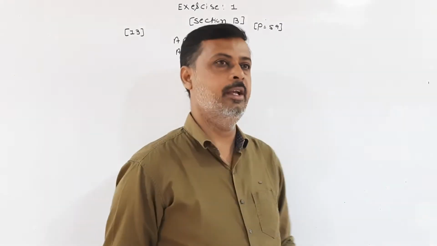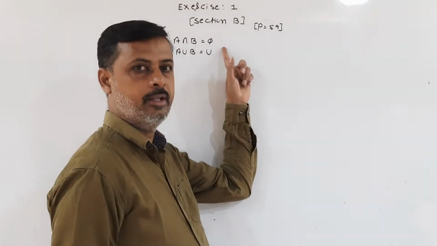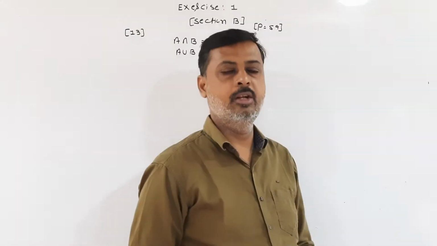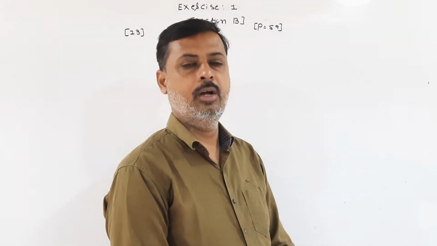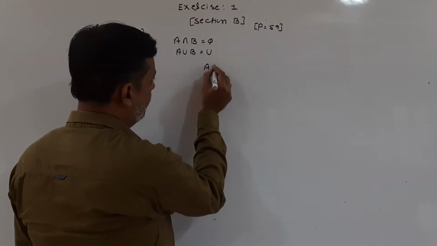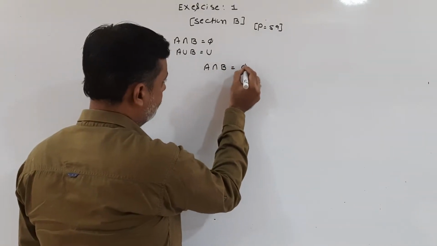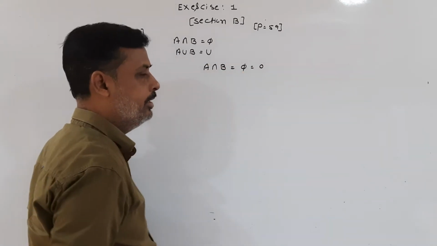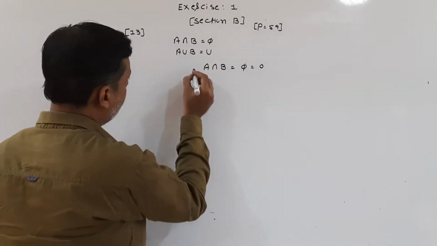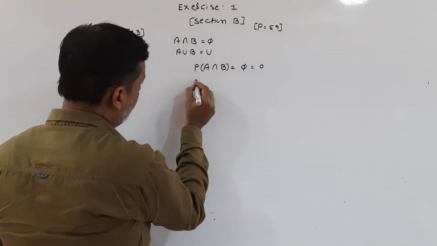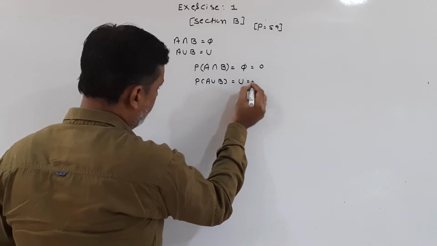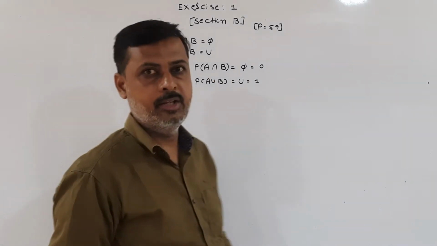So here A intersection B is equal to phi and A union B is equal to U. Then we have to find the value of P of A intersection B. So if A intersection B is equal to phi, then the value of P of A intersection B is 0. And if A union B is equal to U, so the value of P of U is 1.